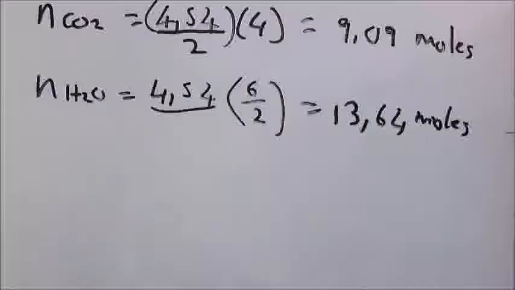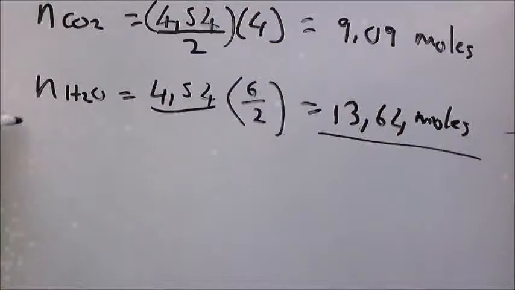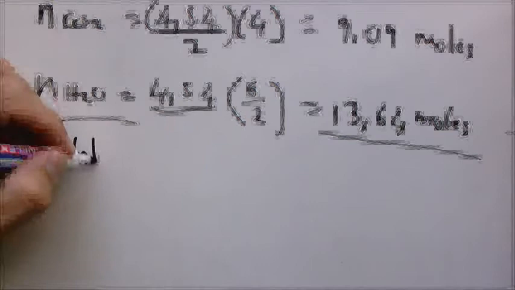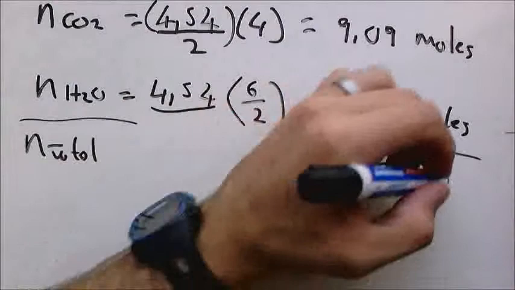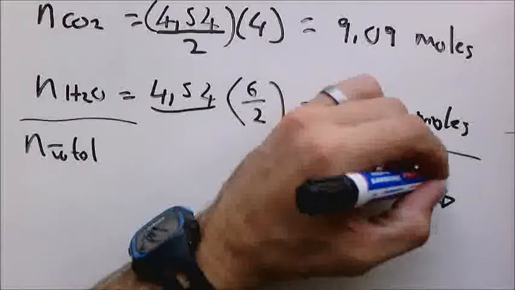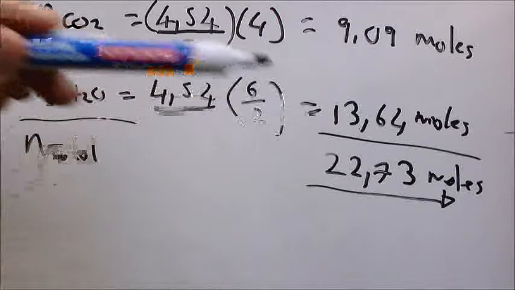Okay, so if we want to have the total moles produced, we can just add those together, right? And then we get 22.73. There's a total amount of moles. You will see now that I'm not concerned with which gas. I can just add them together because it doesn't matter which gas, we are working with molar volume, right?